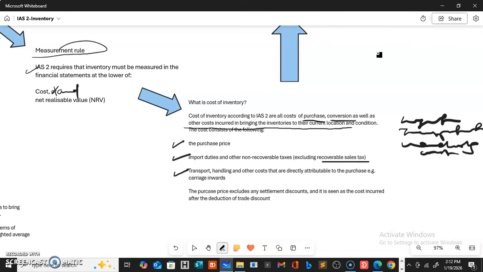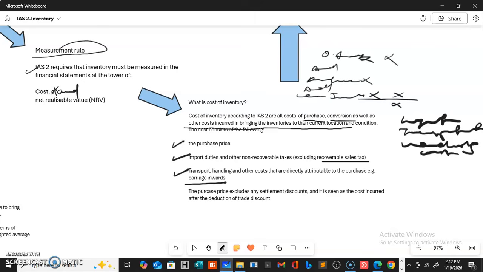Then transportation, handling, and other costs that are directly attributable to the purchase, e.g. carriage inwards. We know that carriage inwards is an additional cost on purchases. You add carriage inwards to your purchases and to your opening stock to get your cost of goods available. You have your opening stock, you add purchases, add carriage inwards on purchases, and when you add them together, you get your cost of goods, so that is COGS.